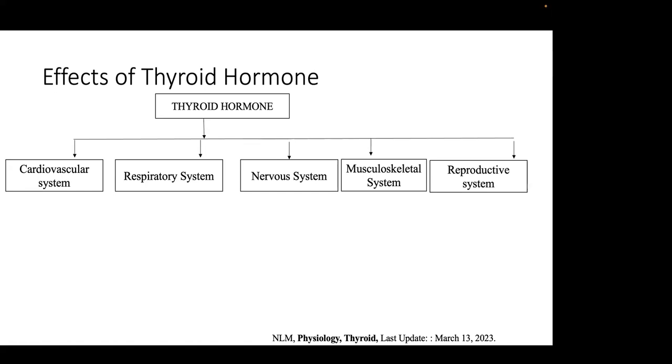Looking into the effects of thyroid hormones on the cardiovascular system, there will be an increased expression of the beta receptors, which will cause an increase in the contractility, stroke volume, cardiac output, and heart rate. In the respiratory system, it will stimulate the respiratory center, causing an increase in the respiratory rate. In addition, in newborns, it stimulates the production of surfactant as well, and it also aids in increasing the lung perfusion.